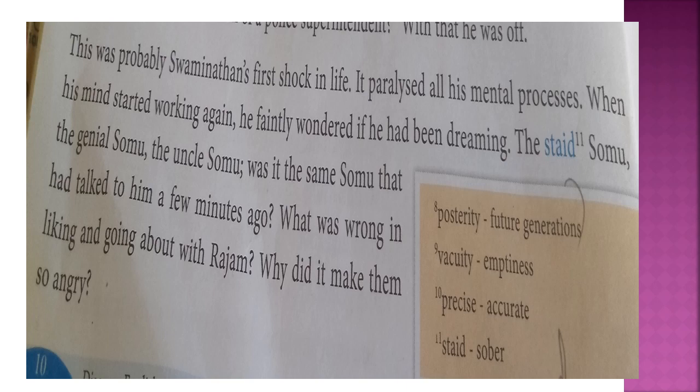So the next para: this was probably Swaminathan's first shock in life. It paralyzed all his mental process. When his mind started working again, he faintly wondered if he had been dreaming. The stage Somu, the genial Somu, the uncle Somu, was it the same Somu that he had talked to a few minutes ago? What was wrong in liking and going about with Raja? Why did it make them so angry?